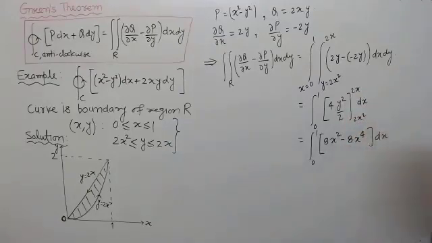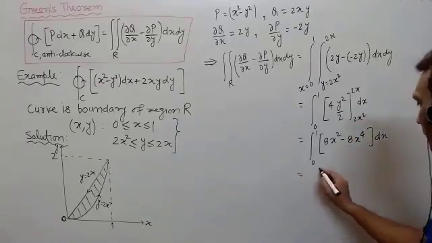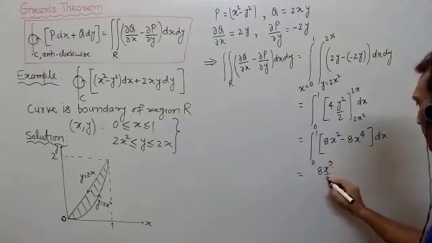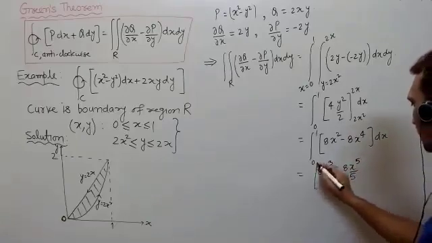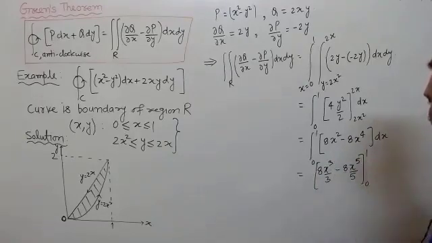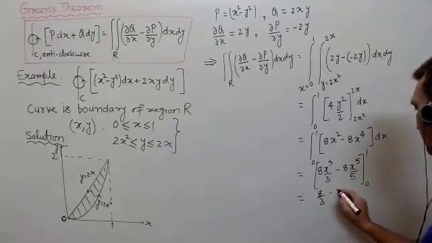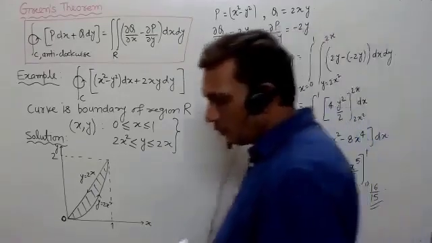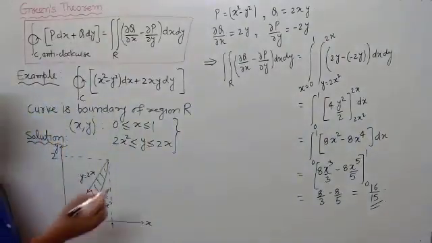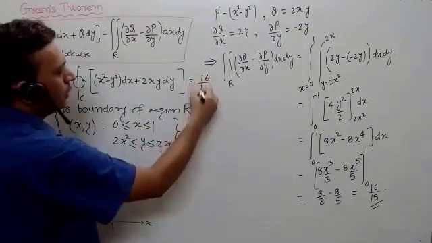So you can easily integrate this. This integral will be 8x cube by 3 minus 8 x power 5 by 5. Limit is 0 to 1. So this is 8 by 3 minus 8 by 5. So what will be this value? This is 16 by 15. So this value will be 16 by 15.